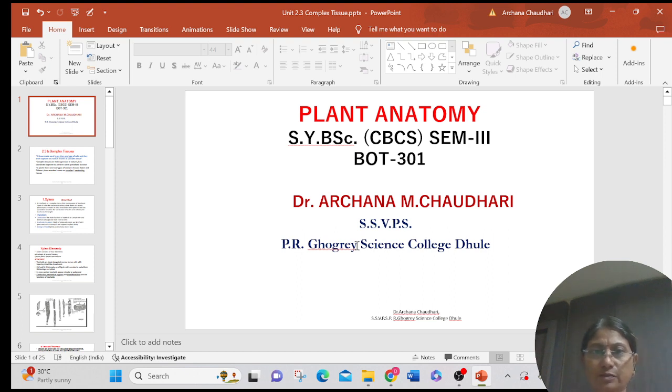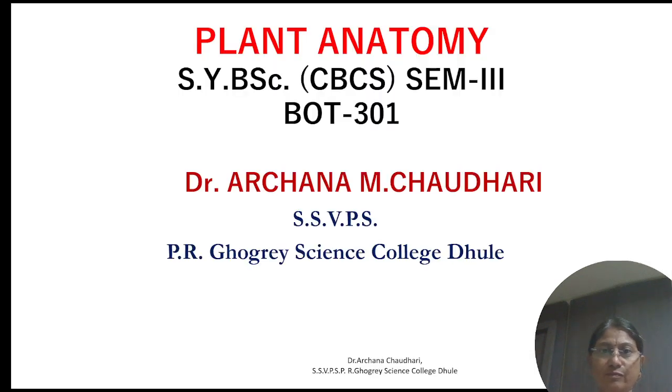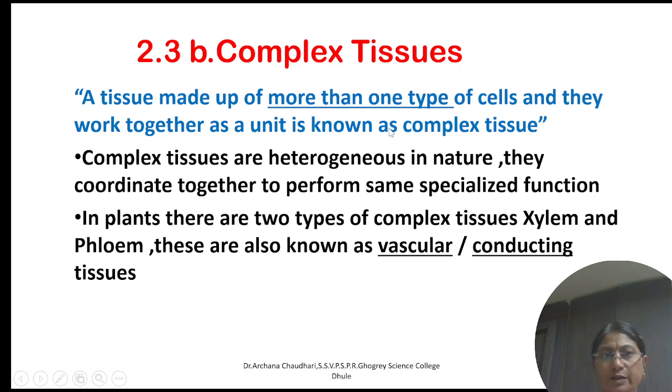Our second lecture is on plant anatomy, complex tissue. A tissue made up of more than one type of cells that work together as a single unit is known as complex tissue. Complex tissues are heterogeneous in nature. They coordinate together to perform some specialized function. Their function may be the same for all the tissues. In plants, there are two types of complex tissues, xylem and phloem. These are also known as vascular or conducting tissues.